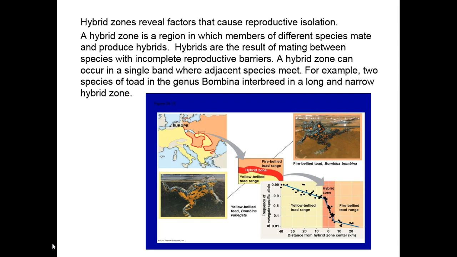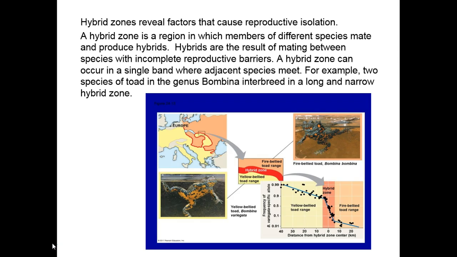Hybrid zones are zones where you have overlap. Then there are factors that can cause reproductive isolation. A hybrid zone is a region where members of different species mate and produce hybrids.